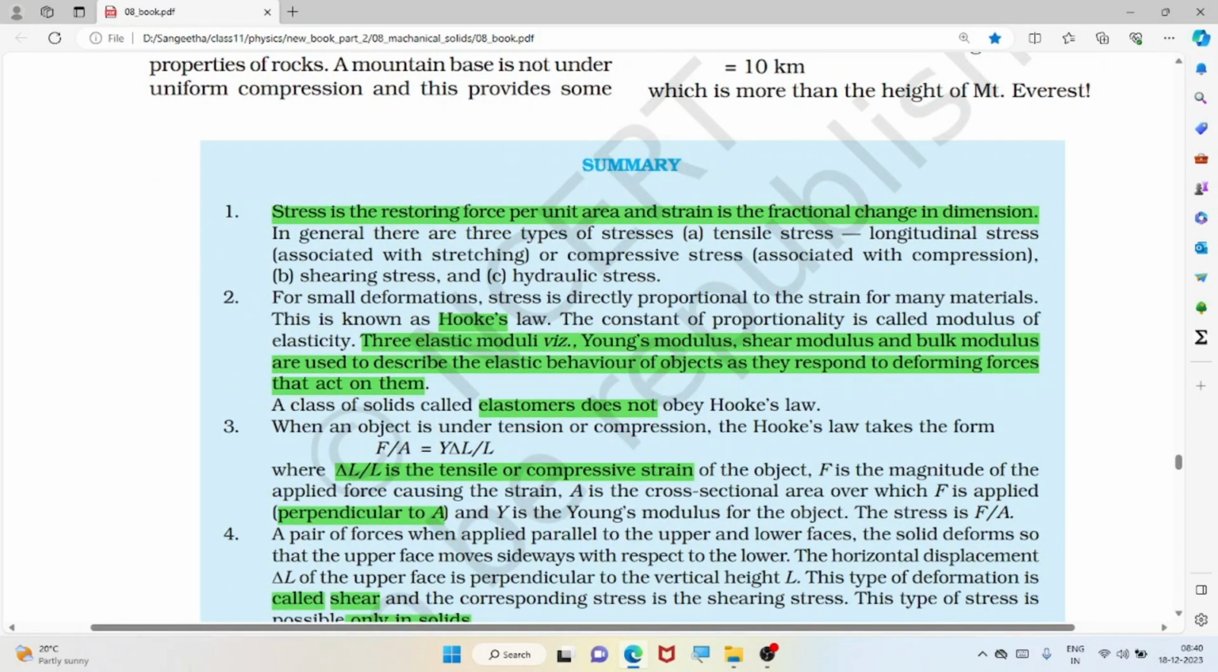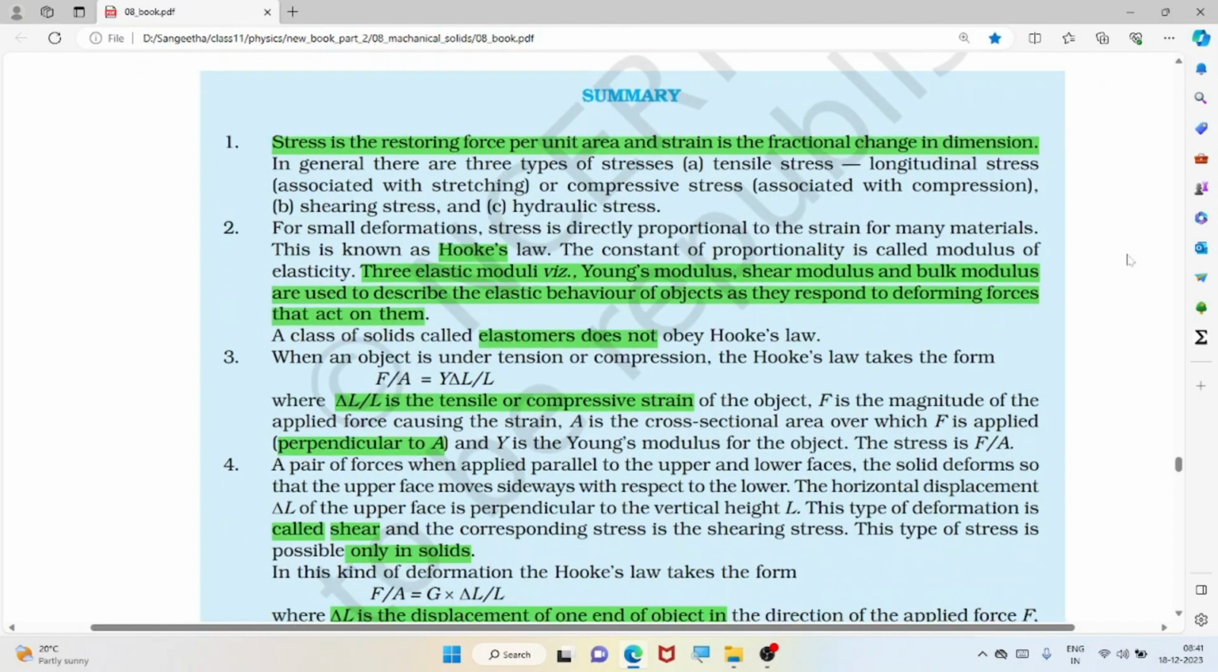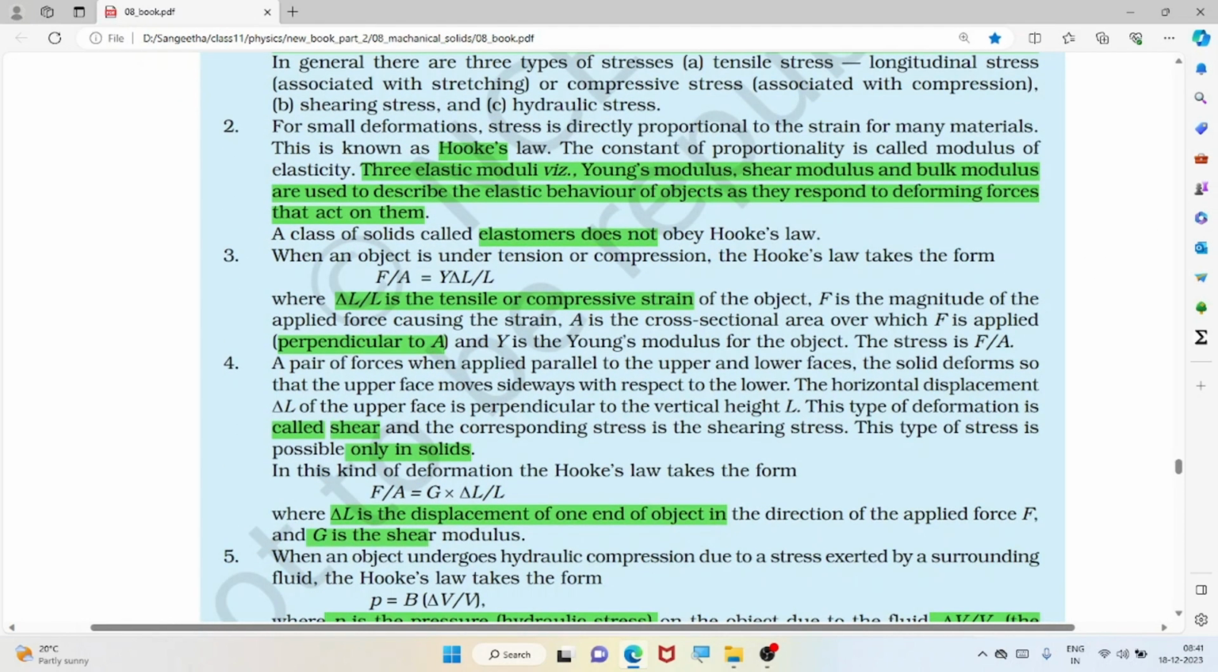Stress is the restoring force per unit area. Strain is the fractional change in the dimension. Hooke's law. Some of them do not obey Hooke's law. That is elastomers.